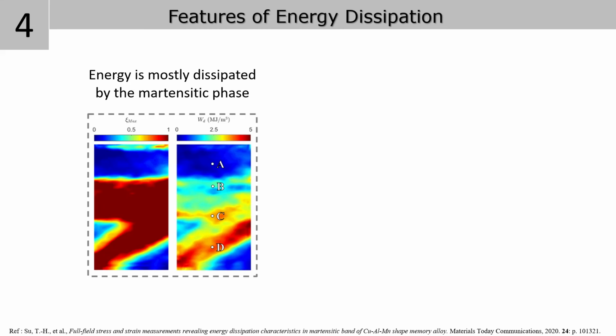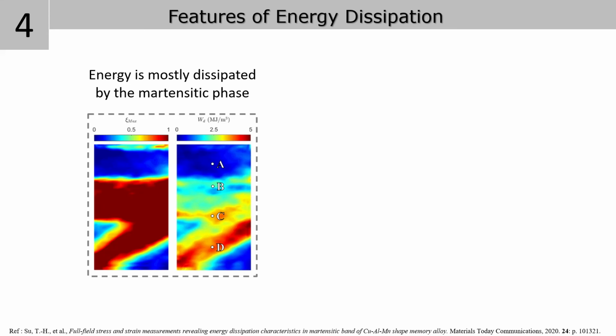And by comparing these two figures, we can see that first, the energy dissipation is inhomogeneous. For different regions, we have different levels of energy dissipation. And second, the majority of that energy dissipation is happening in the Martensitic region, which is the red part in our plot of the Martensitic volume fractions.